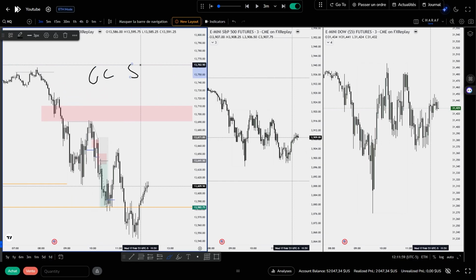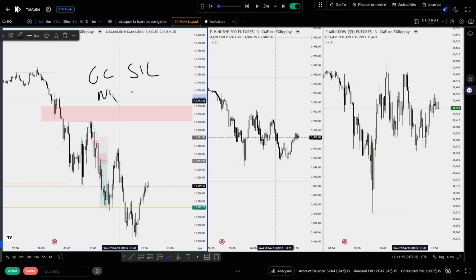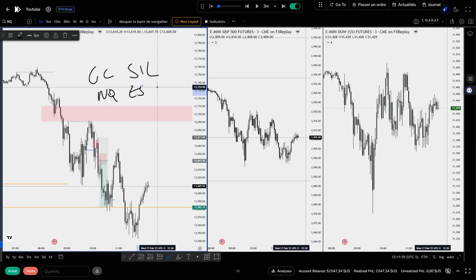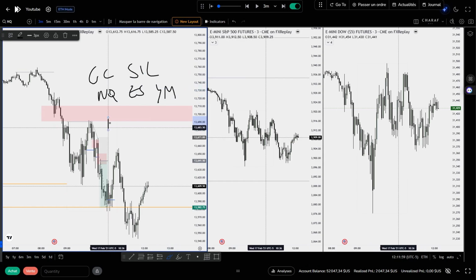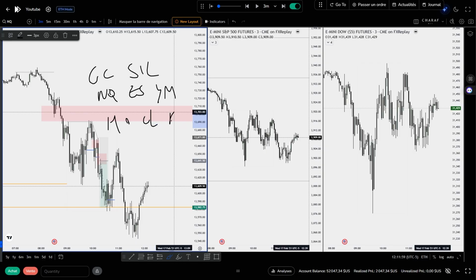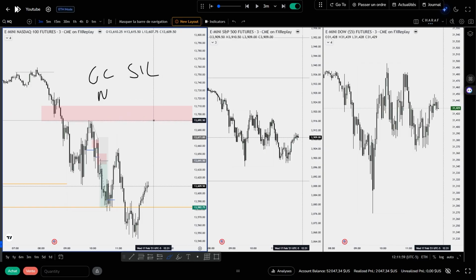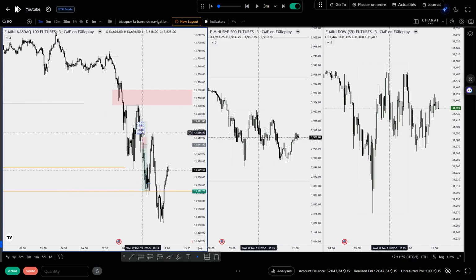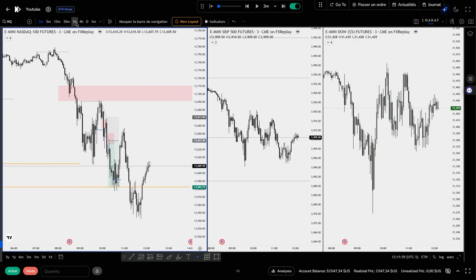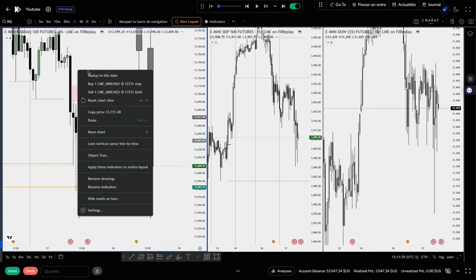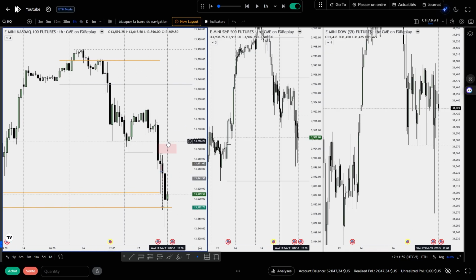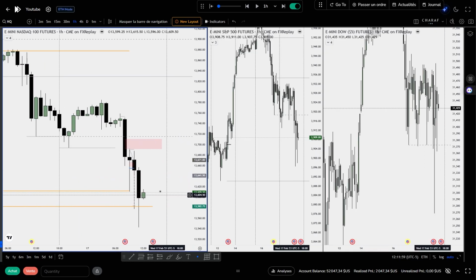GC, silver, NQ, ES, YM, and I trade HO, CL, and RB. So I trade all of them, and I go with the cleanest one, because I go for 1 trade per day. So far so good. We're up 2R on that session.